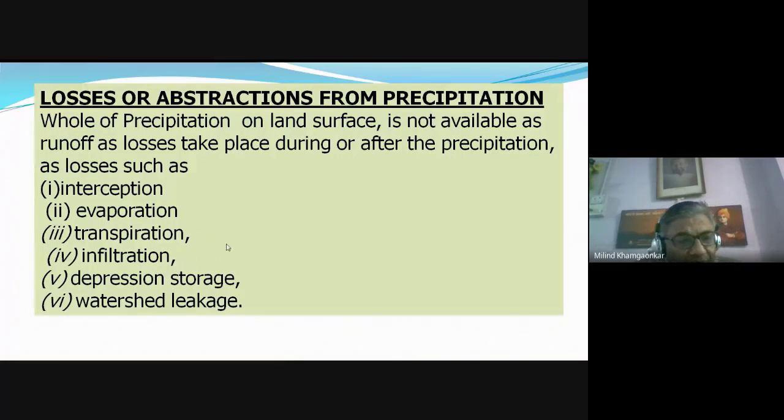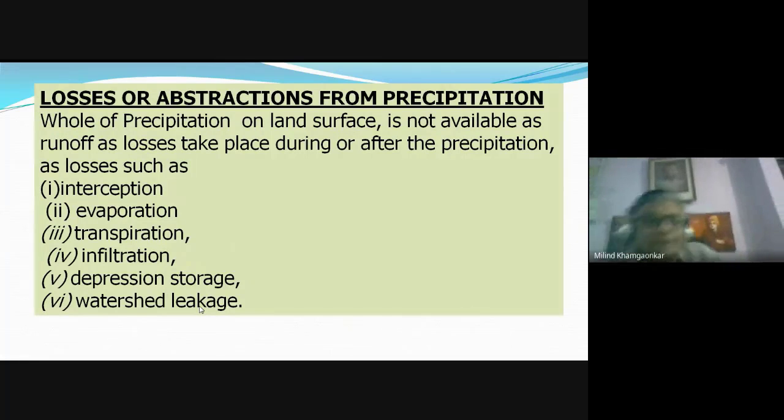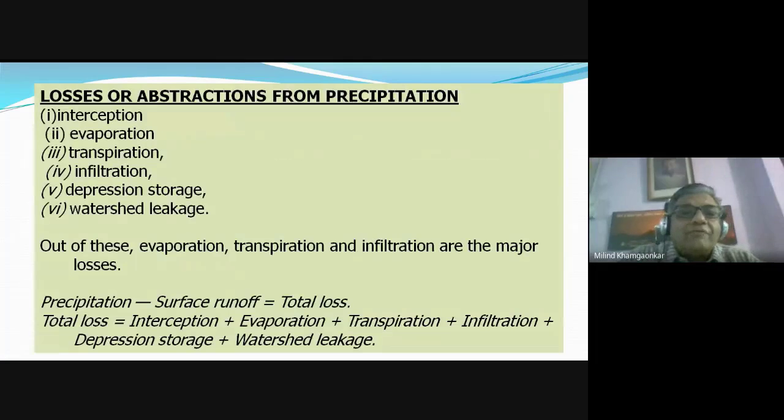Infiltration means some water, after saturation of the soil, seeps or percolates into the ground. That is called infiltration. Certain water is stored in certain small ponds, reservoirs, or certain pits. These are called depression storage. And certain water leaks from one catchment area to another. That is called watershed leakage. So these are the various abstractions needed to be considered while working out the runoff.